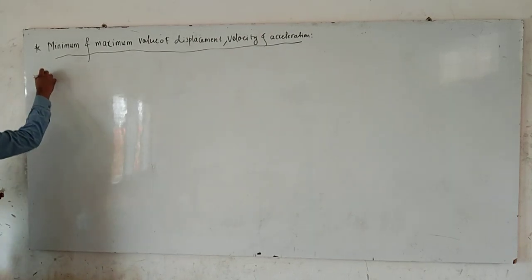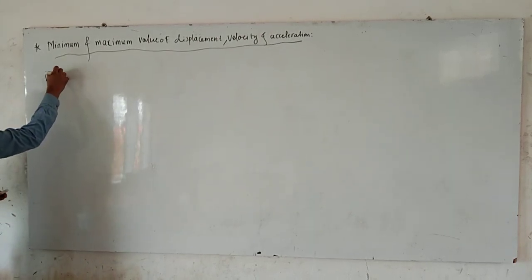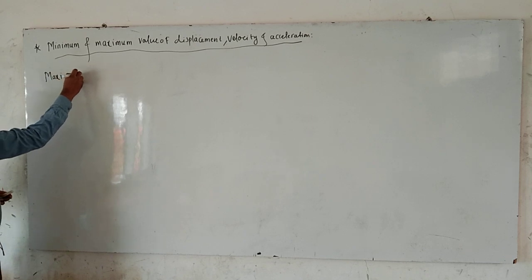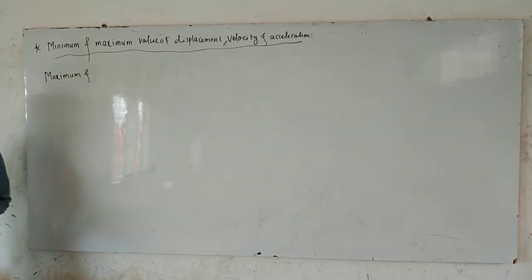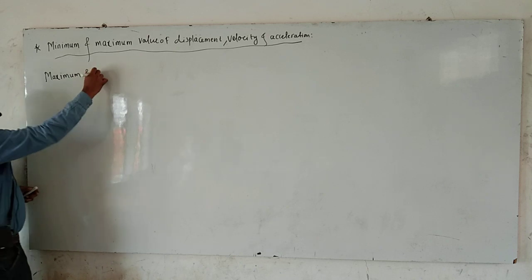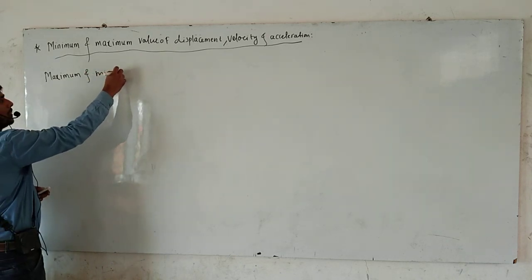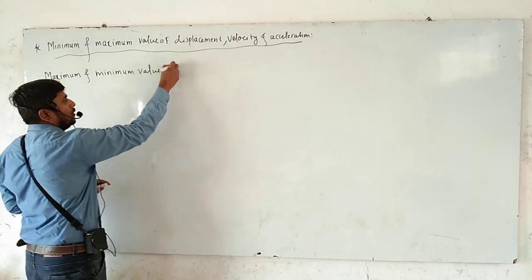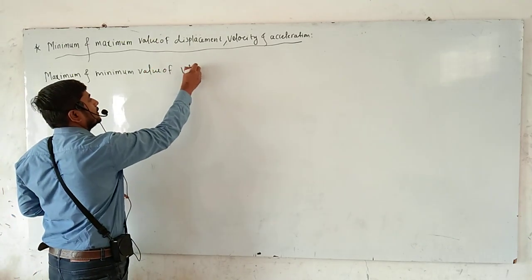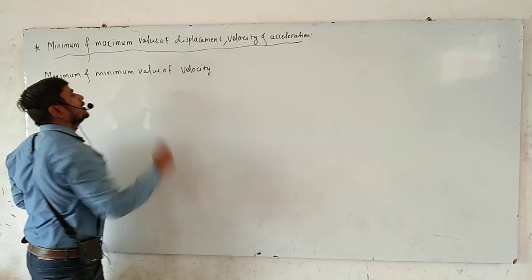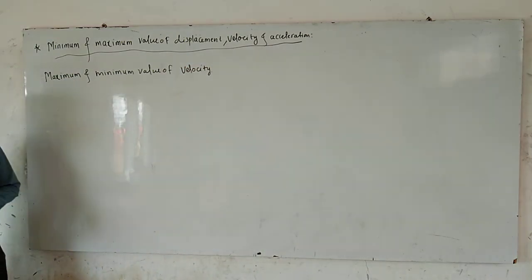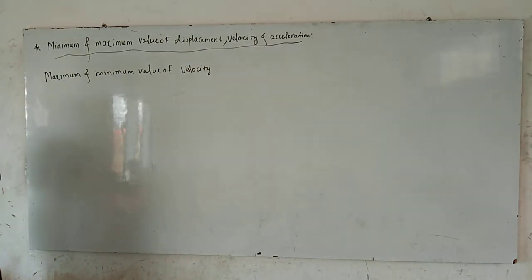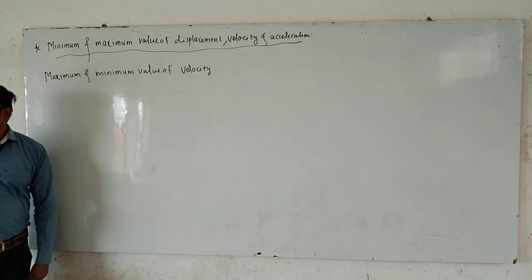Let's try to find out the maximum and minimum value of velocity. So what are the prerequisites? What are the necessities to find out the maximum and minimum values?